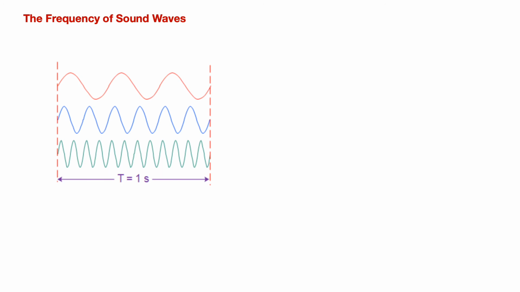The blue one in the middle looks like we've got about 6 whole waves produced in a second there. And then in the bottom one, even more than 6 waves produced in a second. So it's important to remember that each of these 3 different waves took 1 whole second to make.